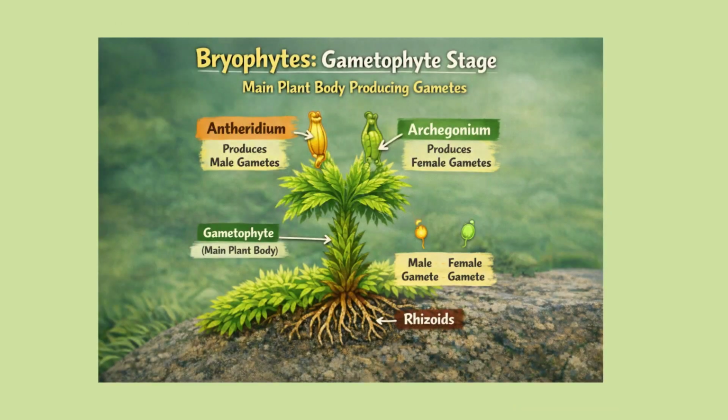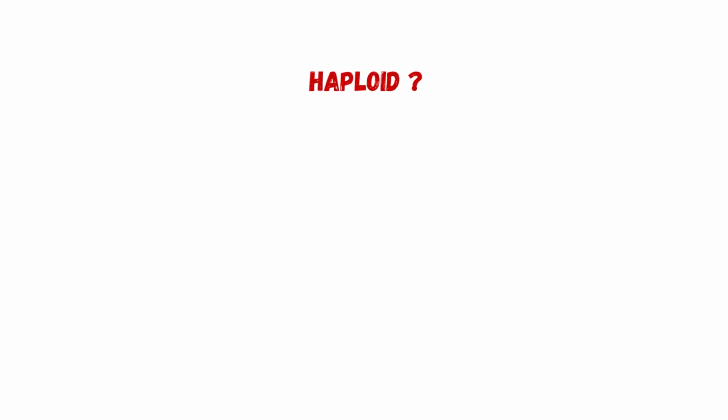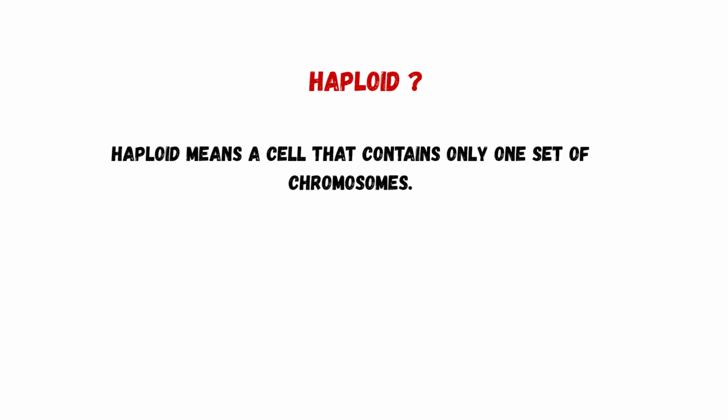The main plant body of bryophytes is called the gametophyte. The gametophyte stage is haploid and produces gametes or reproductive cells. So what do you mean by haploid? Haploid means a cell that contains only one set of chromosomes.